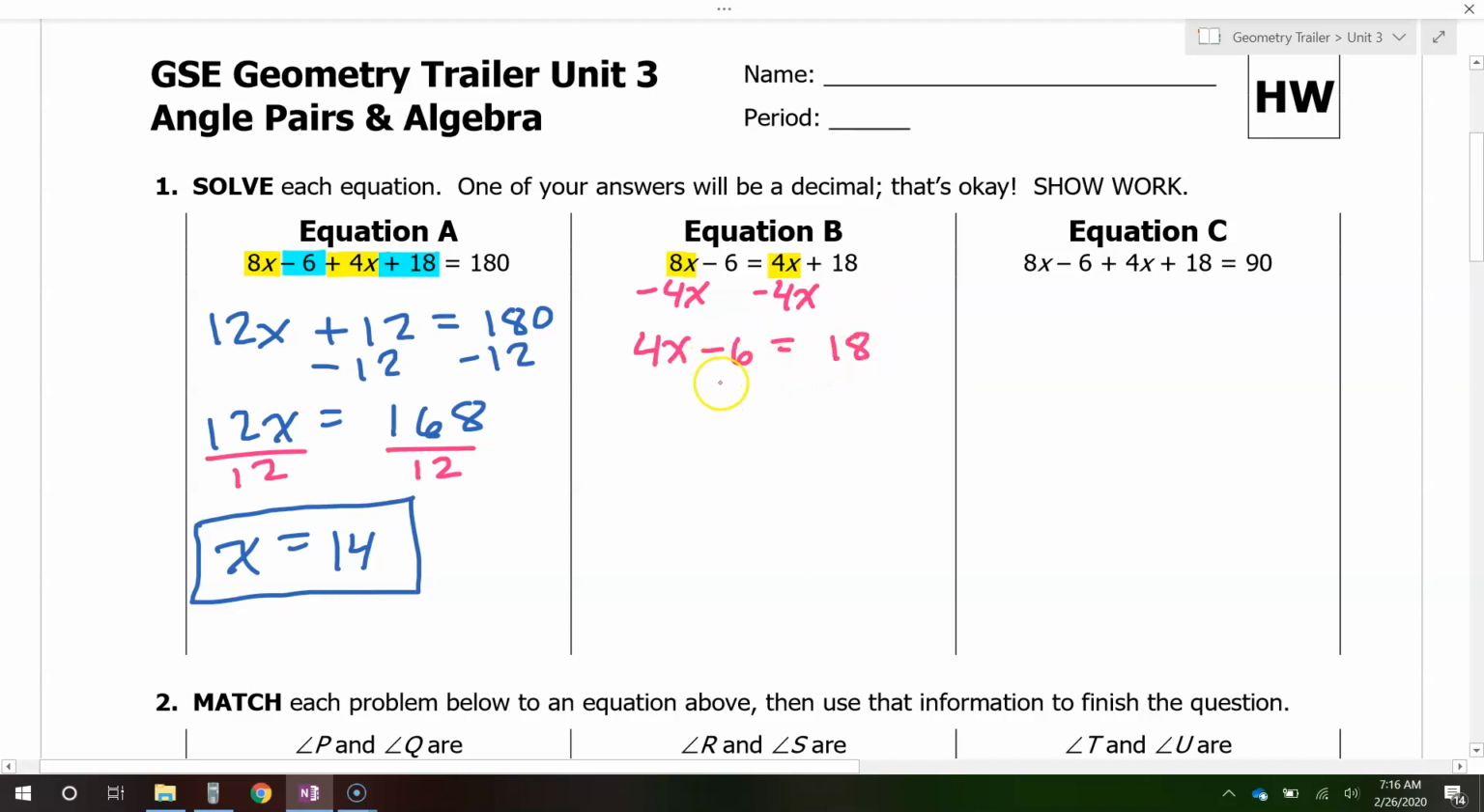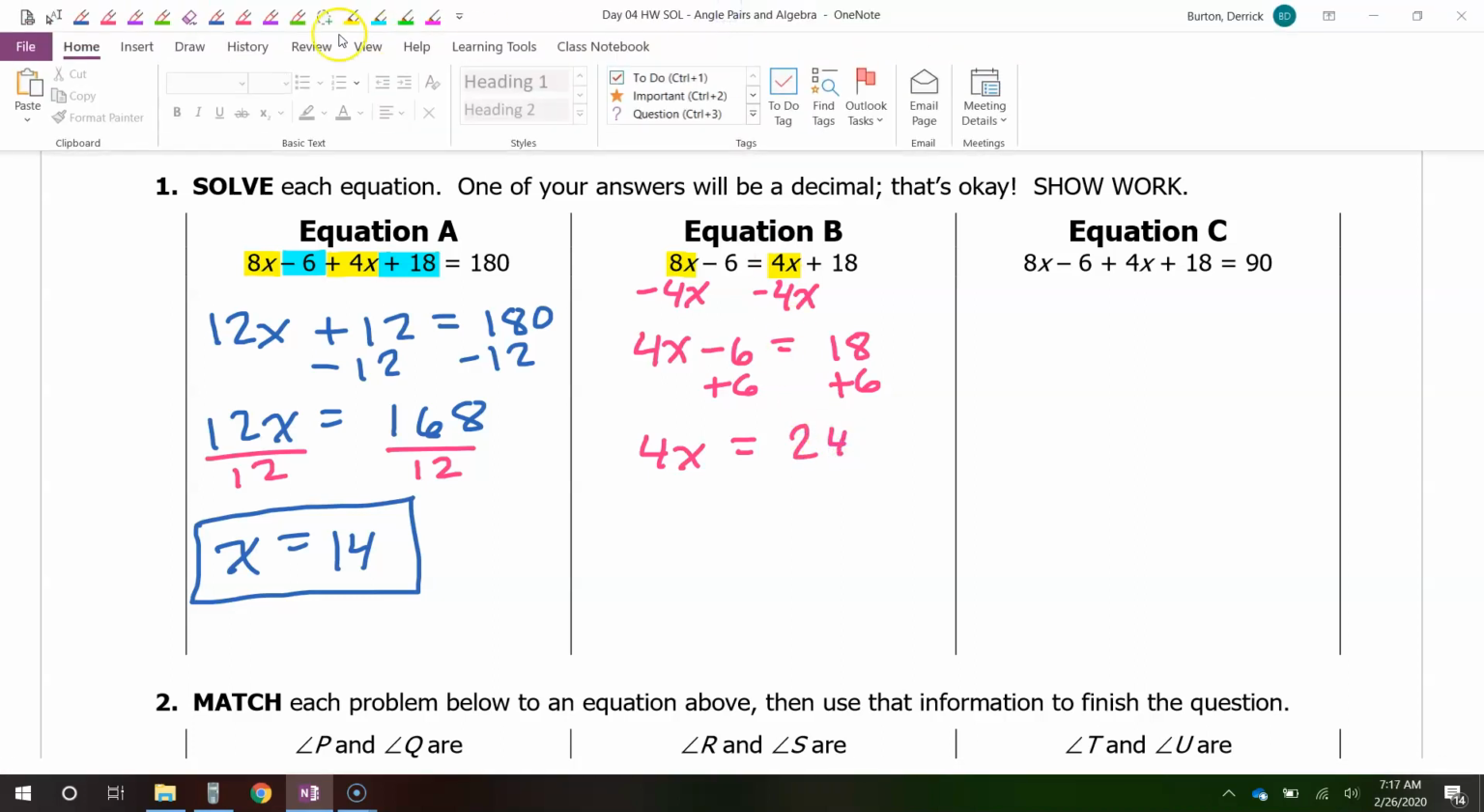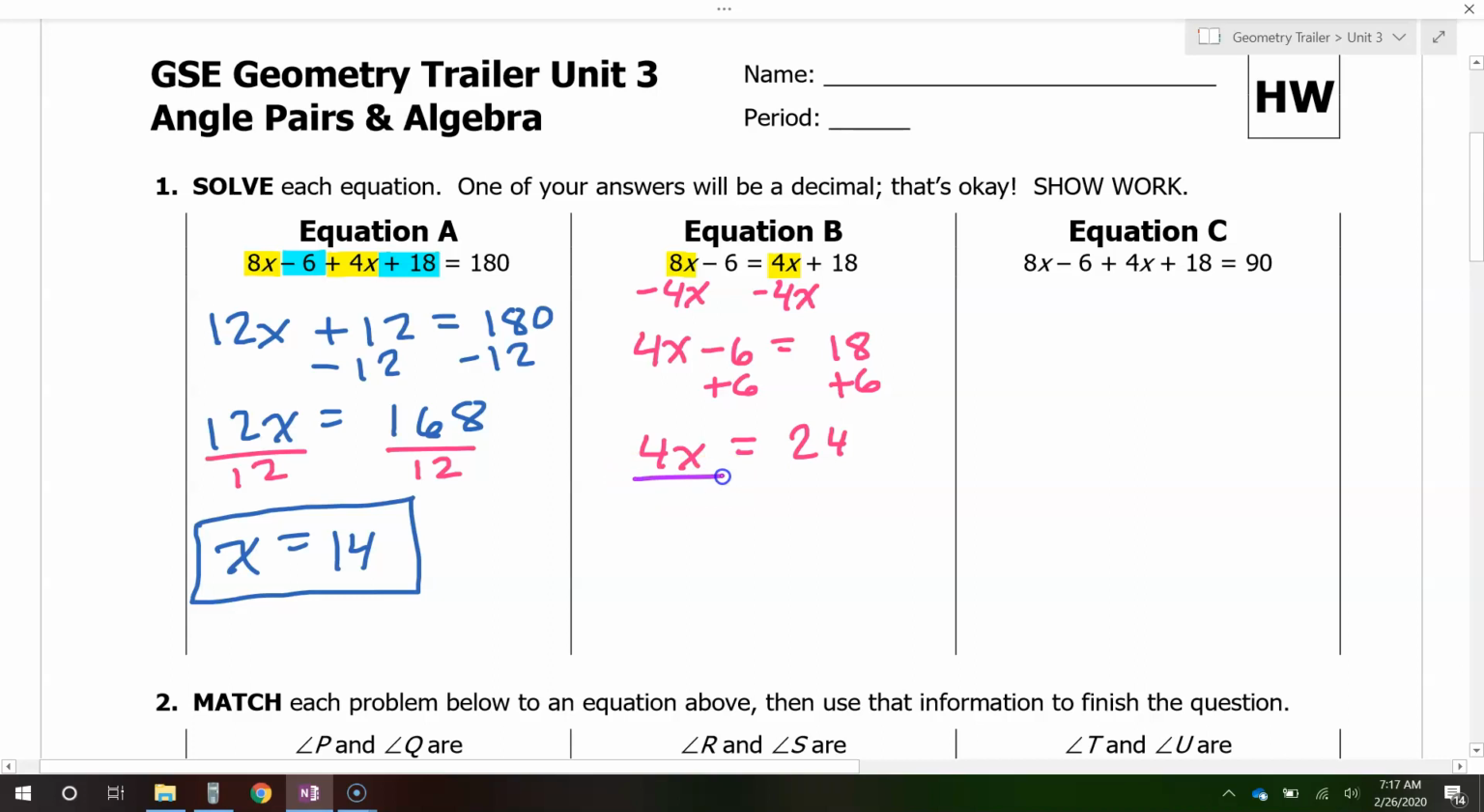Again, these are on opposite sides of the equation, so I need to add 6 to both sides. All right, I'm kind of doing the opposite. That will cancel these out and leave me with 4x is equal to 24. Then I'm going to divide both sides by 4 to get x by itself. And that's going to leave me with x equals 6.